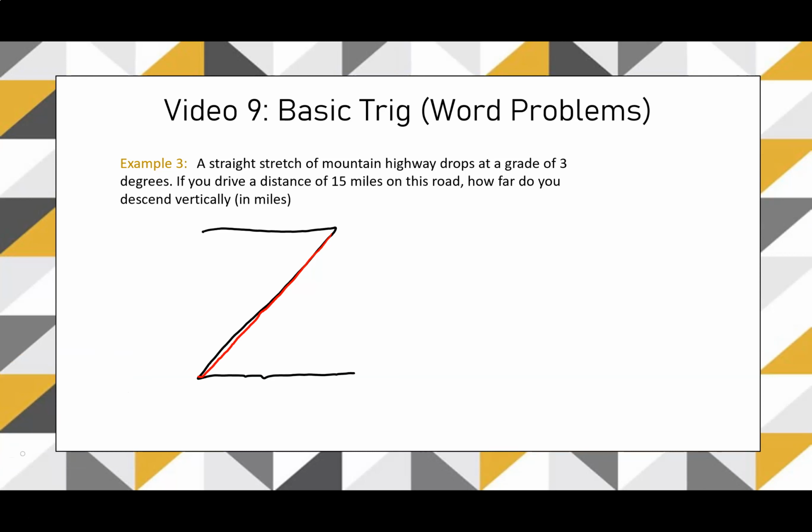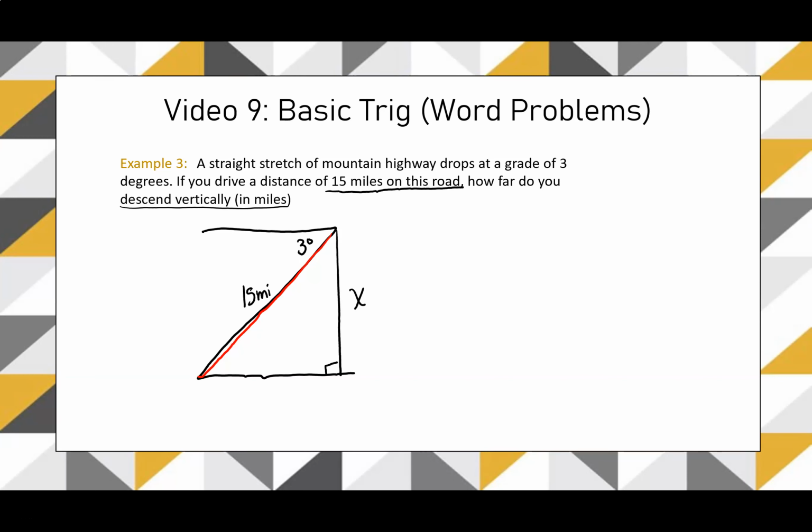Well, you can really think of that if you want as angle of depression, and you can go ahead and put that 3 degrees right here. And you could also say that that 3 degrees is here if you'd like, but you don't have to. All right, so what else can we mark in this picture? We can mark that if you drive a distance of 15 miles on this road. So we're going to say that this is 15 miles. And we want to know how far you descend vertically. How far do you go down the road? Well, we can put this right here because that would be how far you're dropping. Okay, and this is going to be our x here.